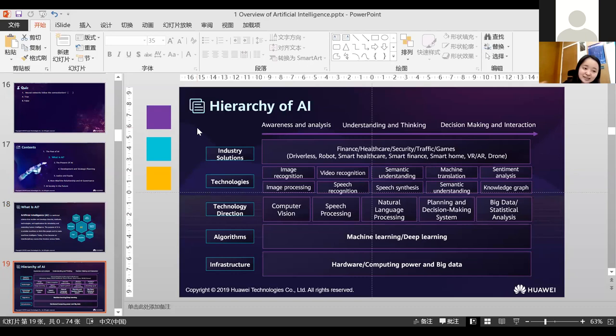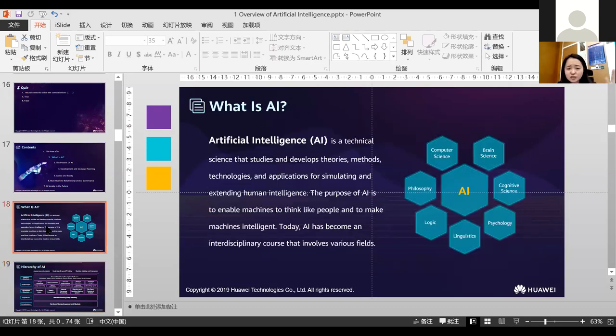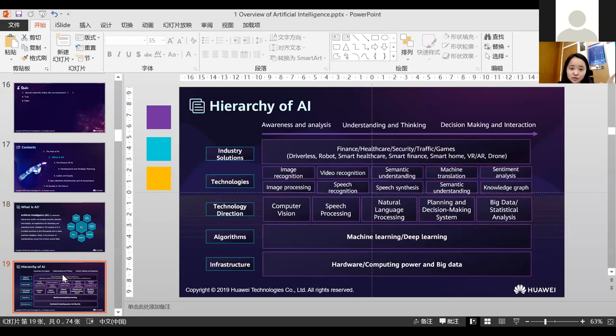And here is the next thing we're going to talk about. The first, on this slide, we talk about the definition of AI, and then we will talk about the hierarchy of AI in industries. So to make AI work in industries, here is a hierarchy from the low level to the high level.